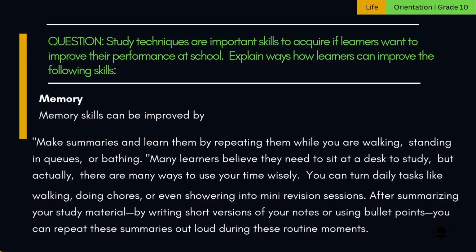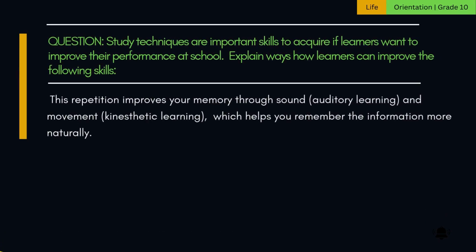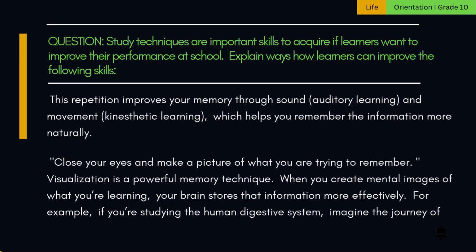After summarizing your study material, by writing short versions of your notes or using bullet points, you can repeat these summaries out loud during these routine moments. This repetition improves your memory through sound, auditory learning, and movement, kinesthetic learning, which helps you remember the information more naturally. 2. Close your eyes and make a picture of what you are trying to remember.